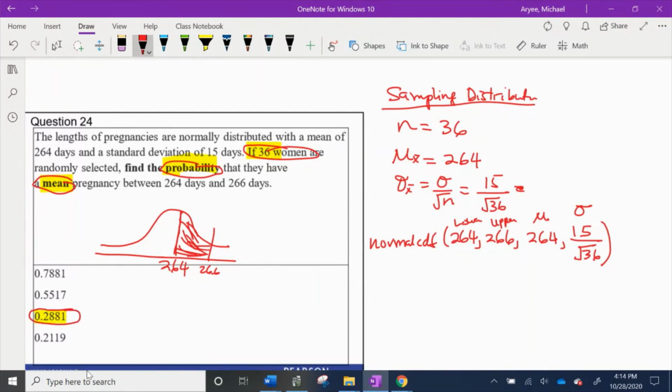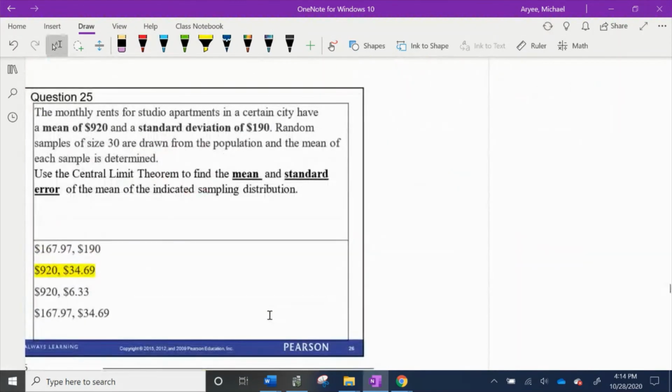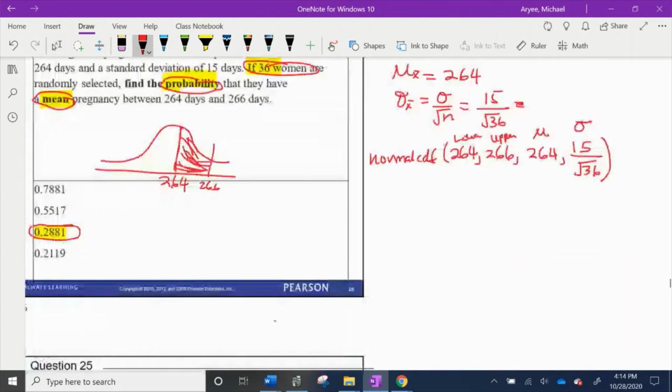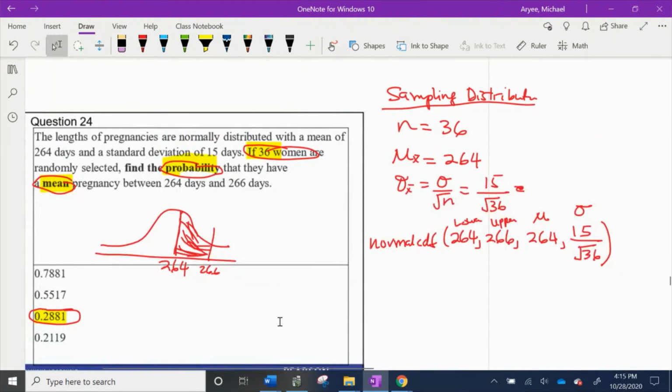If someone can double check, that'd be great, because I just want to make sure that I select the right answers. Yeah, that's correct. Thank you. So that's great. All right, 25. Wait, what was the last one? I'm sorry, I missed it. It was 0.2881. Yes, yes.